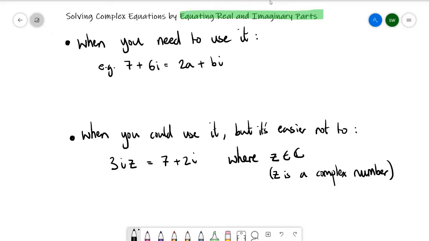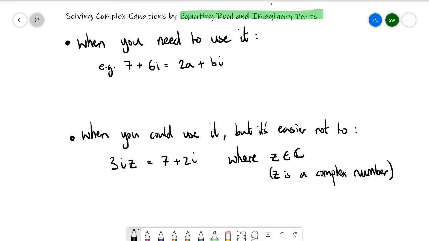This method's best used when you've got unknowns. Here we've got a and b, and the unknowns are real. Okay, so we're trying to find the value of a and b. And the method basically works by saying, well, if we know that the left-hand side is equal to the right-hand side, then these two complex numbers must be the same.